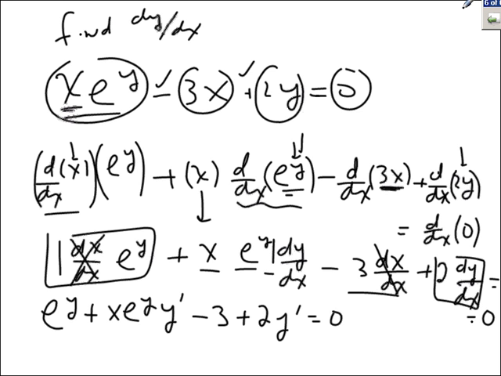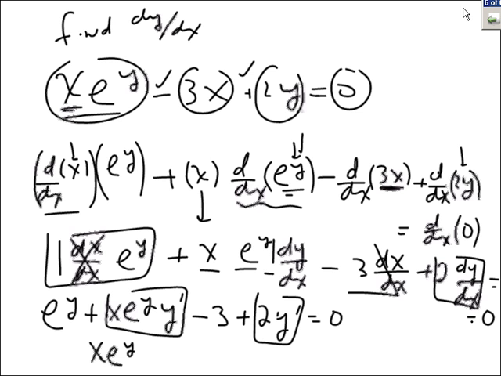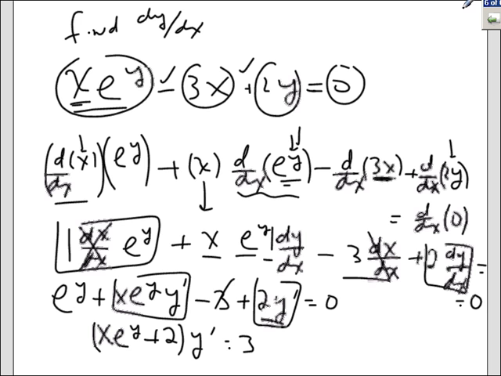I bring all the y primes to one side. I bring everything else to the other side. I'll keep the y primes on the left side. So I have plus x e to the y plus 2 more. Plus 2 more y primes. And I bring everything else to the other side. The minus 3 becomes 3, and the e to the y becomes minus e to the y.